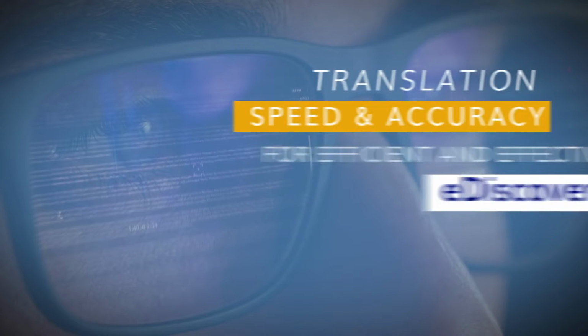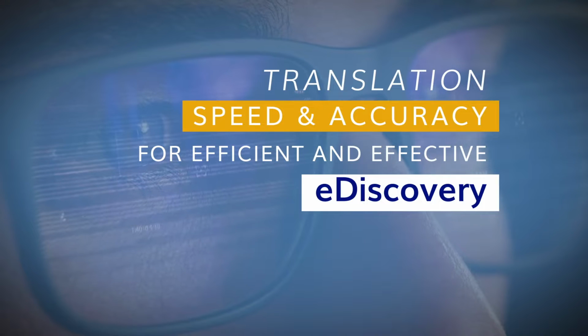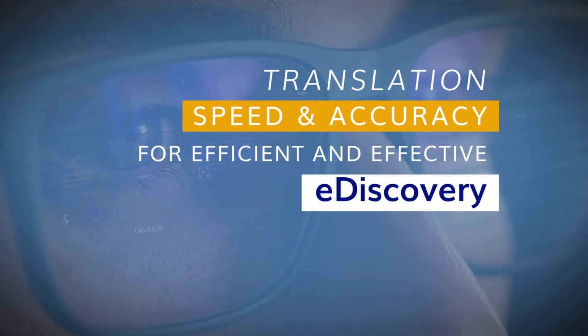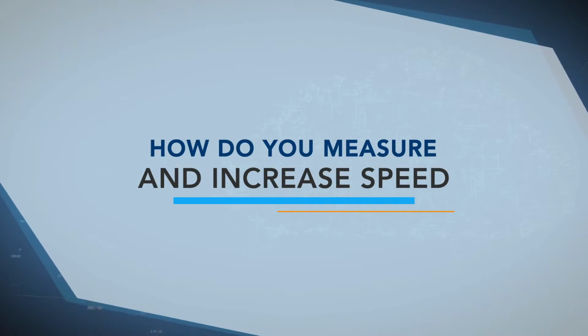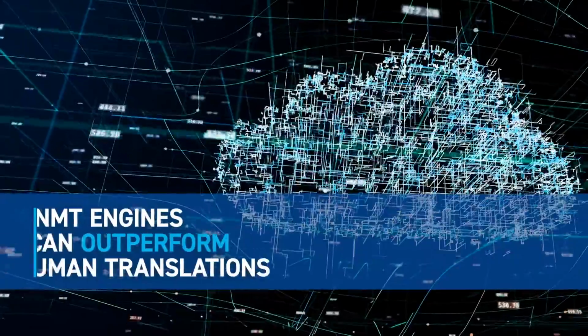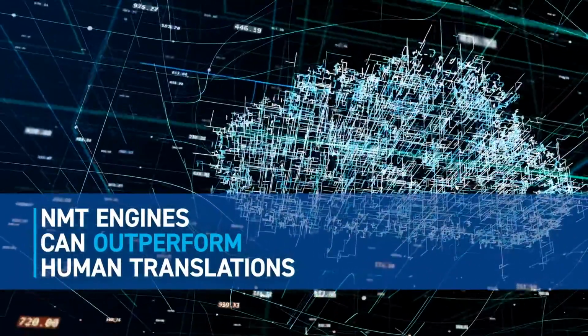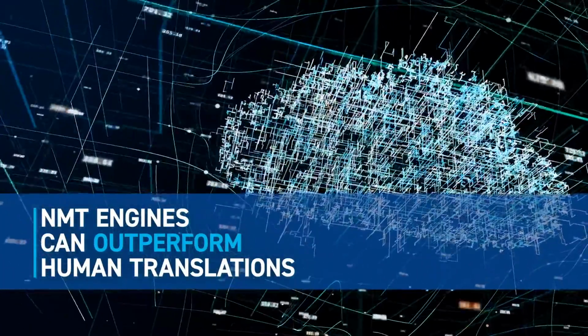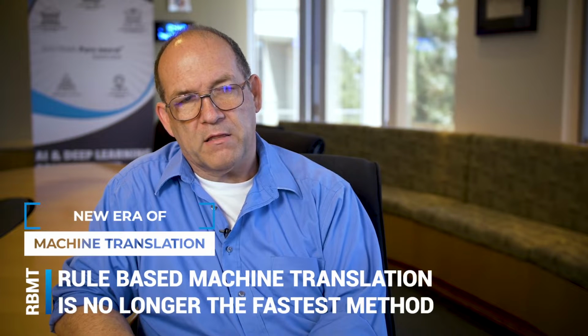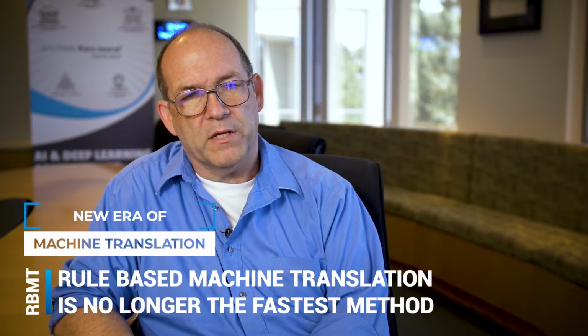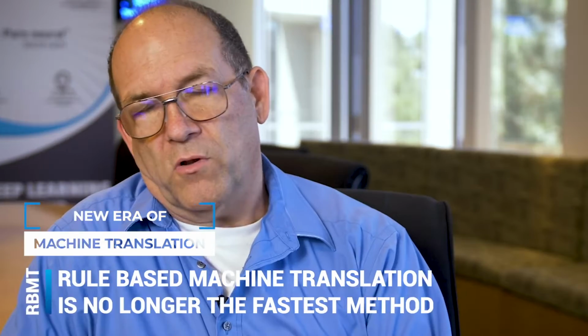How do you measure or express the effectiveness of machine translation or human translation as well? Is it the speed at which the translations are completed? Is it the time it takes to turn around a project? NMT engines can easily outperform human translations there, with thousands or tens of thousands of characters or more per second. Traditionally, the good old RBMT, or rule-based machine translation, has been seen as the fastest approach for many implementations, but that's no longer the case.